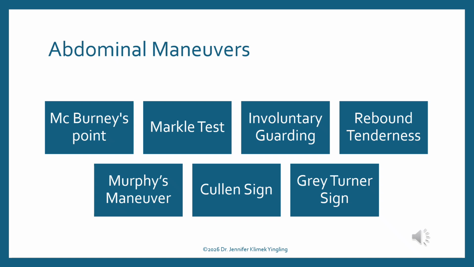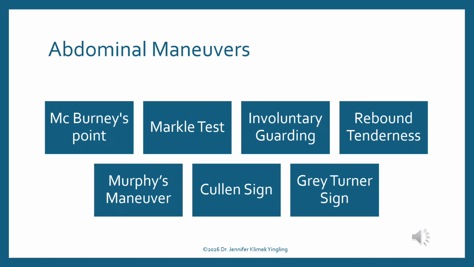Involuntary guarding. This is when the abdominal muscles reflexively become tensed when palpated. Rebound tenderness. This is also called the Blumberg test. This is when you push down on the abdomen and the pain is worse when you release the palpating hand. So you push down, firm pressure. When you release off, the patient has pain. That's a positive Blumberg.